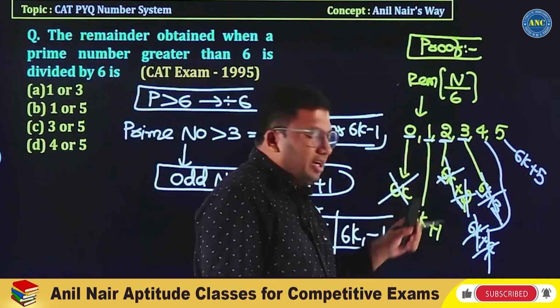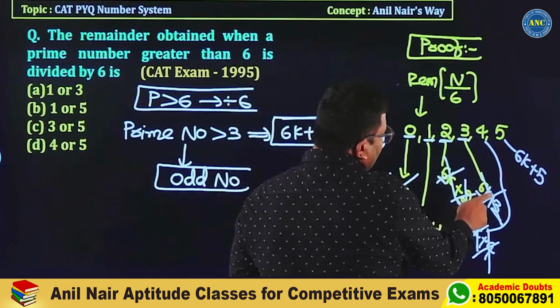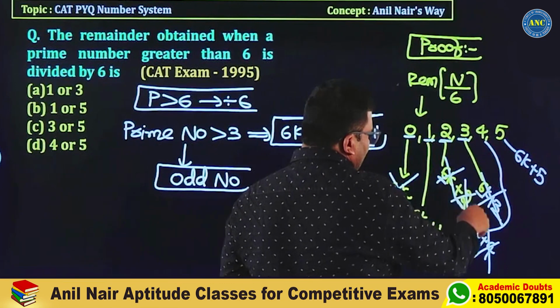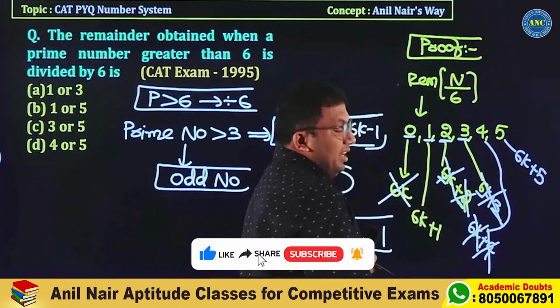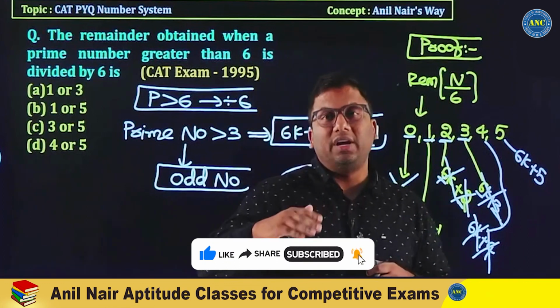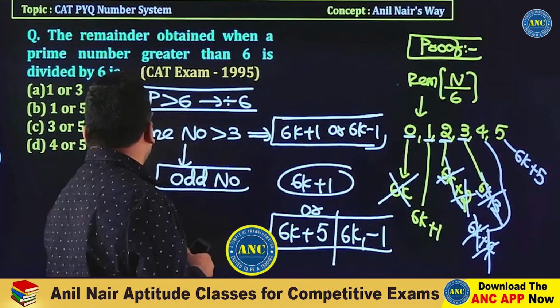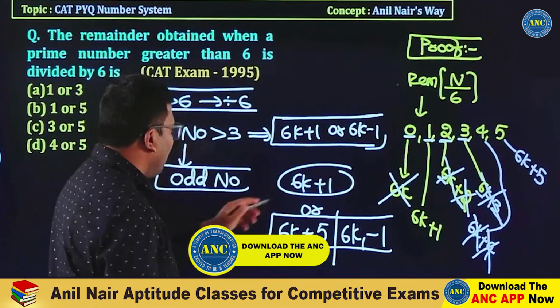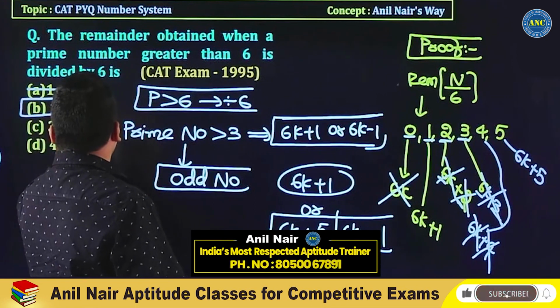It will give remainder 2. This is even, this is even. Not possible. These are multiples of 3, not possible. Even, not possible. Plus 5, it is possible. Positive remainder 5, negative remainder will be minus 1. Now if you observe, what are the forms we got? 1 or 5.